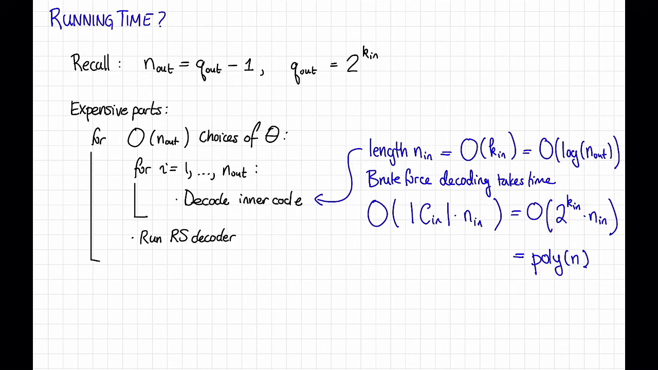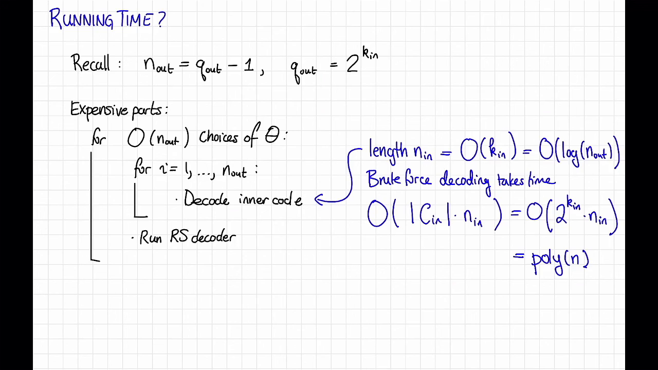n_out is less than n, the block length of the final concatenated code, and so all of this is polynomial in n. I'm being pretty fast and loose about the details here, because at the end of the day, all we're really looking for is polynomial in n. So this is definitely polynomial in n, and the reason that's true is that the length of this code is logarithmic in n. Therefore, we can handle exponential time algorithms.